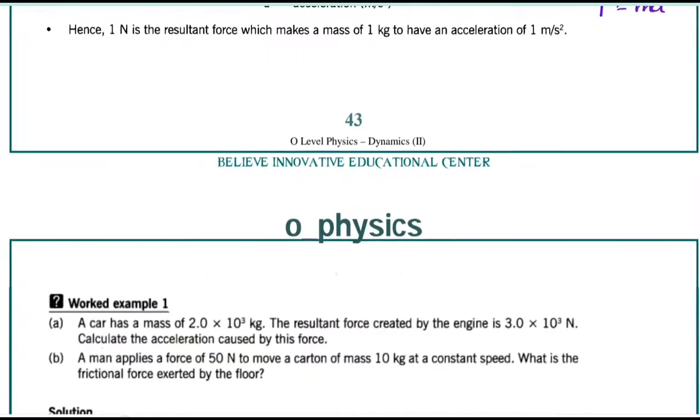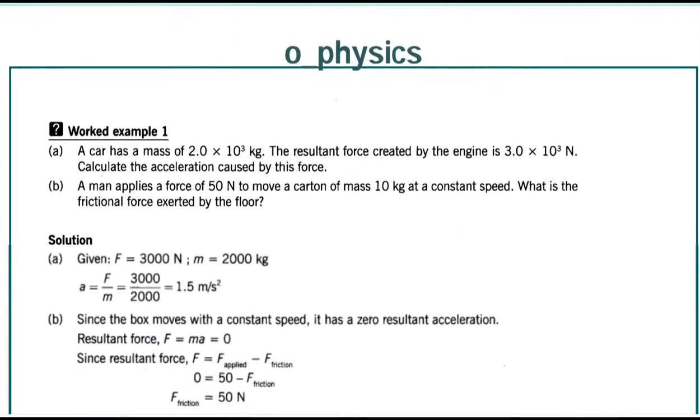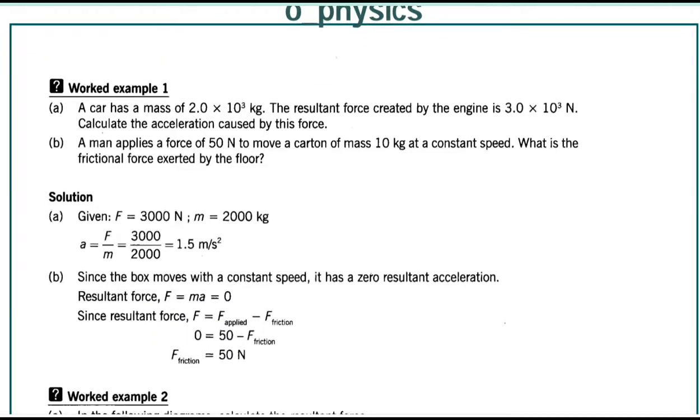so let's look at an example which is worked out. We've worked example number 1. A car has a mass of 2.0 times 10 to the power 3, and the resultant force created is 3 times 10 to the power 3. So we have this one being the mass and this one being the force, and we are asked to calculate the acceleration caused by this force.